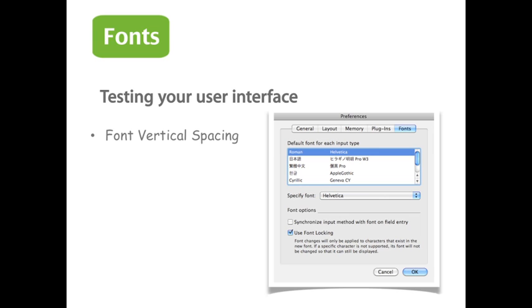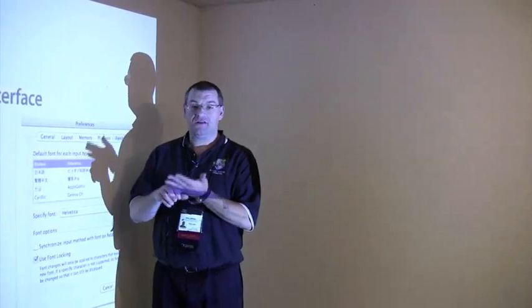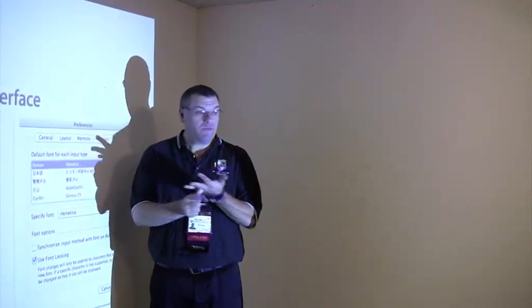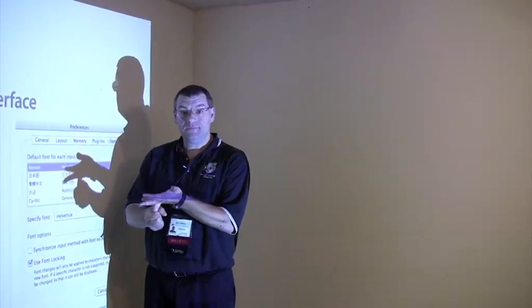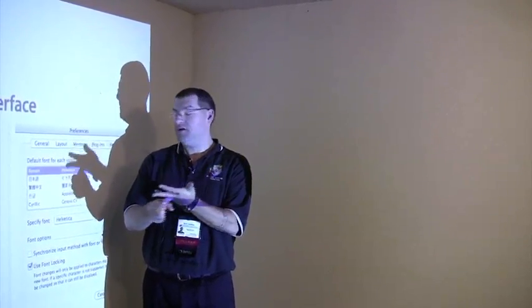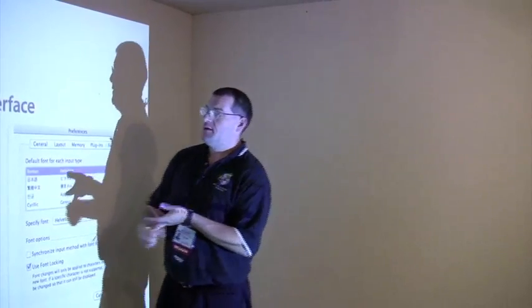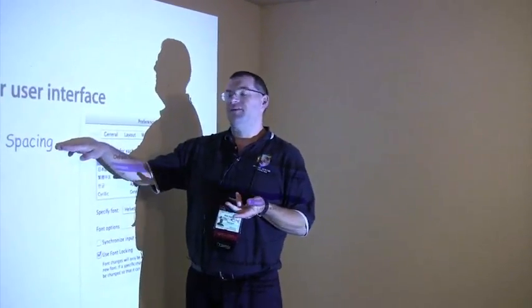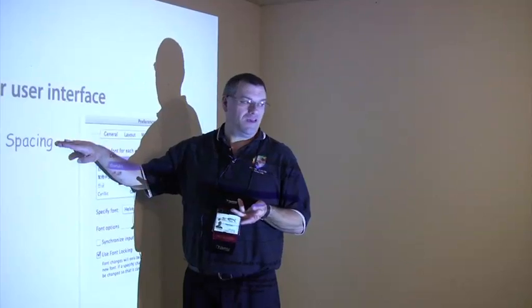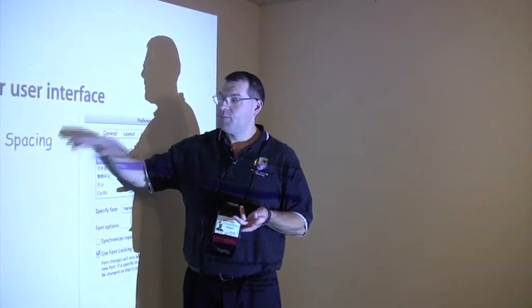So testing your user interface. We train our engineers, obviously, especially the new ones. You got to test on Windows. You got to test on the Mac because the fonts render differently, right? Calvin, shake your head up and down. Yes, you know what I'm talking about, right? Good, Calvin, okay? Vertical spacing on the iOS. We now have to test on a third platform, okay?